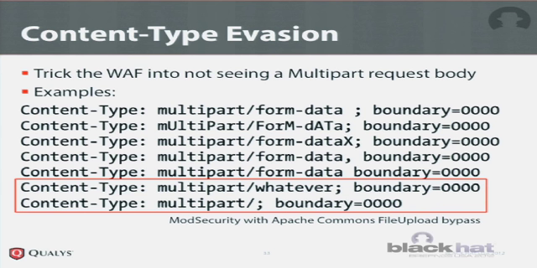This first example is when you're trying to fool the web application firewall into not seeing the MIME type. You can see these variations. You can use all the usual tricks, such as case variation. You can try to break the content type request header in various ways so that it breaks when a WAF attempts to parse it, but works when the backend tries to parse it. The last 2 examples here are what worked with the ModSecurity core rule set, and what worked with Apache, ModSecurity and Commons FileUpload.